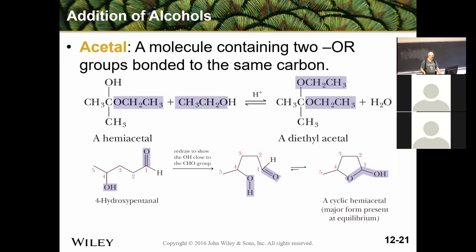Okay, so most hemiacetals are not stable. Okay, if we have 2 molecules of an alcohol or a diol that adds to an aldehyde or ketone, then we get an acetal. Acetal is defined as a molecule with 2 ether groups on the same carbon. In contrast to hemiacetals, which are mostly not stable, acetals are actually stable.